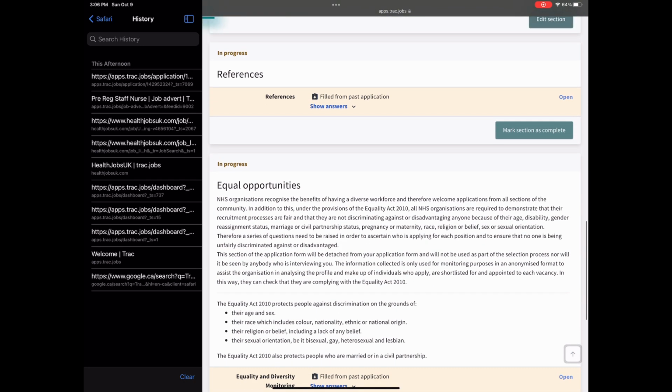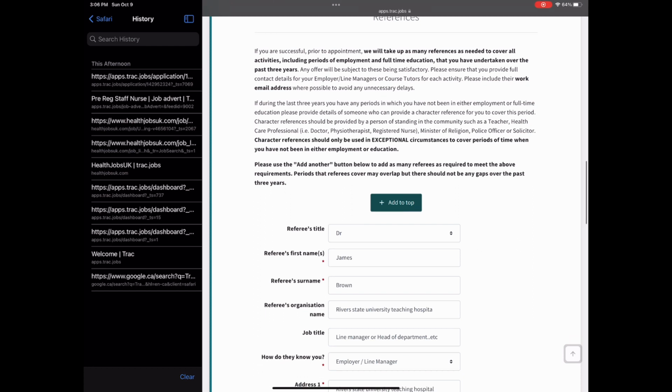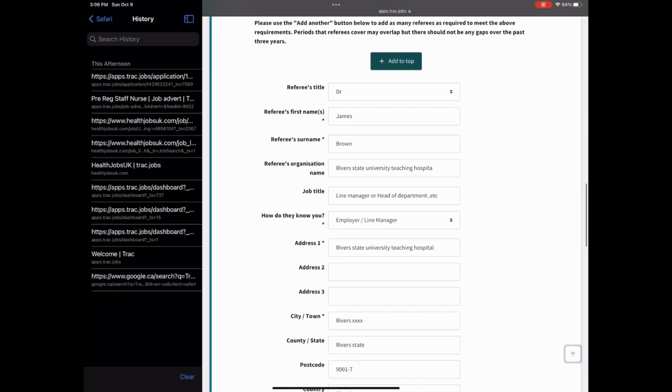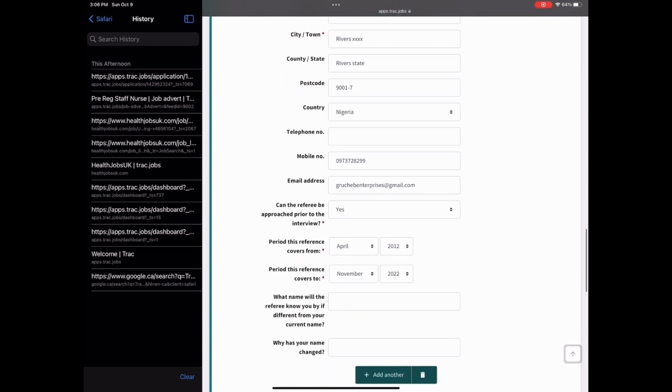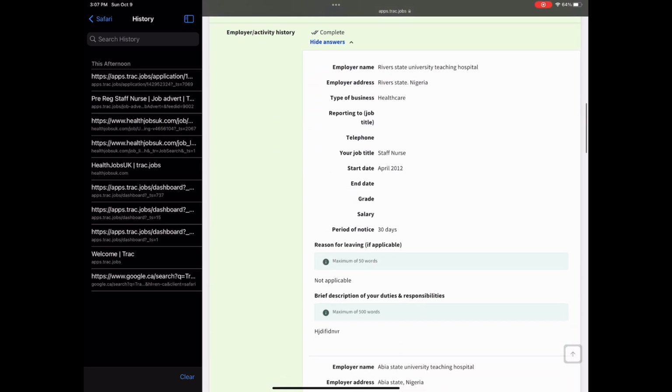Now, for references, the case in question is the Rivers State University Teaching Hospital. That's what we've been using. And the person started working there April 2012. Now, this reference should cover the last 3 years. As you can see, it covers the period the person started working there, April 2012 till November 2022. See it here, April 2012, that's when the person started. Now, we said this is October, right? October 2022.